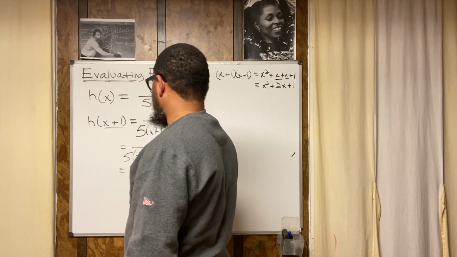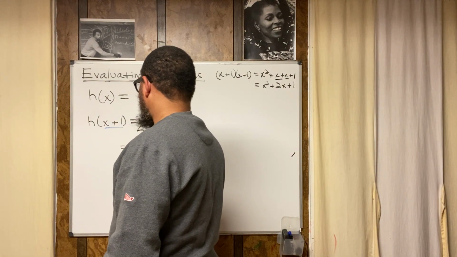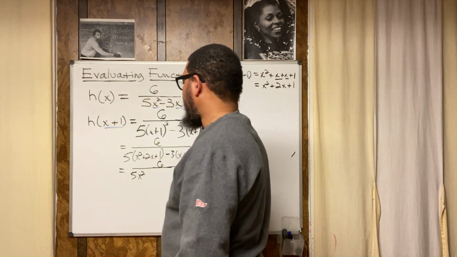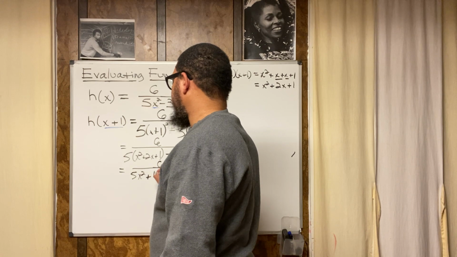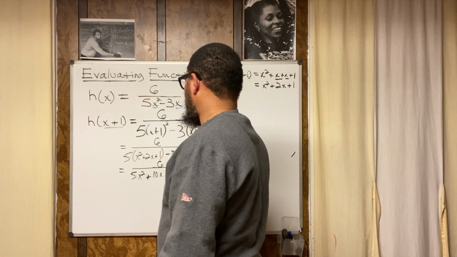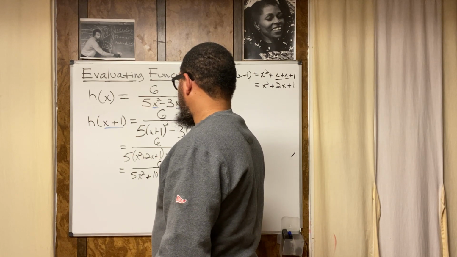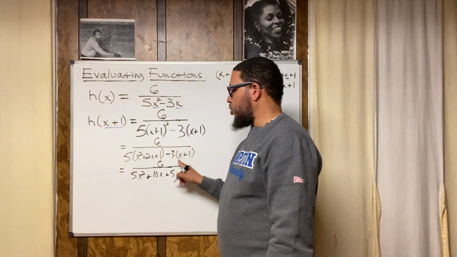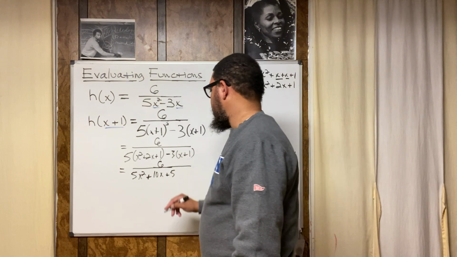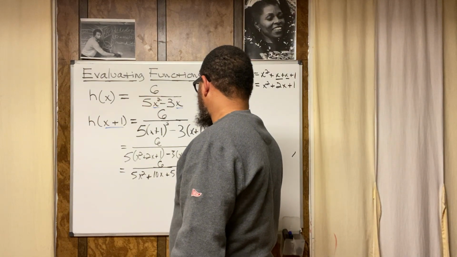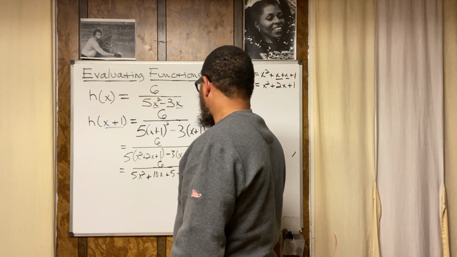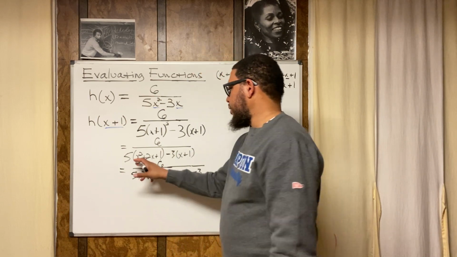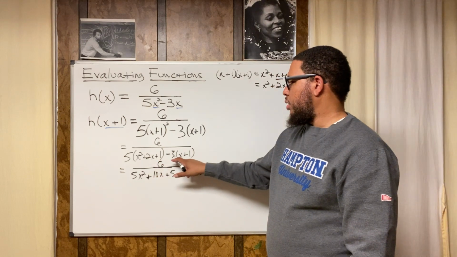So 5 gets distributed to x squared. That's 5x squared. This 5 gets distributed to the 2x. That's 5 times 2x, which is 10x. The 5 gets distributed to the 1. 5 times 1 is 5. Now, the negative 3 gets distributed to x. Negative 3 times x is minus 3x. Negative 3 times 1 is minus 3. All right? So now everything is multiplied out.